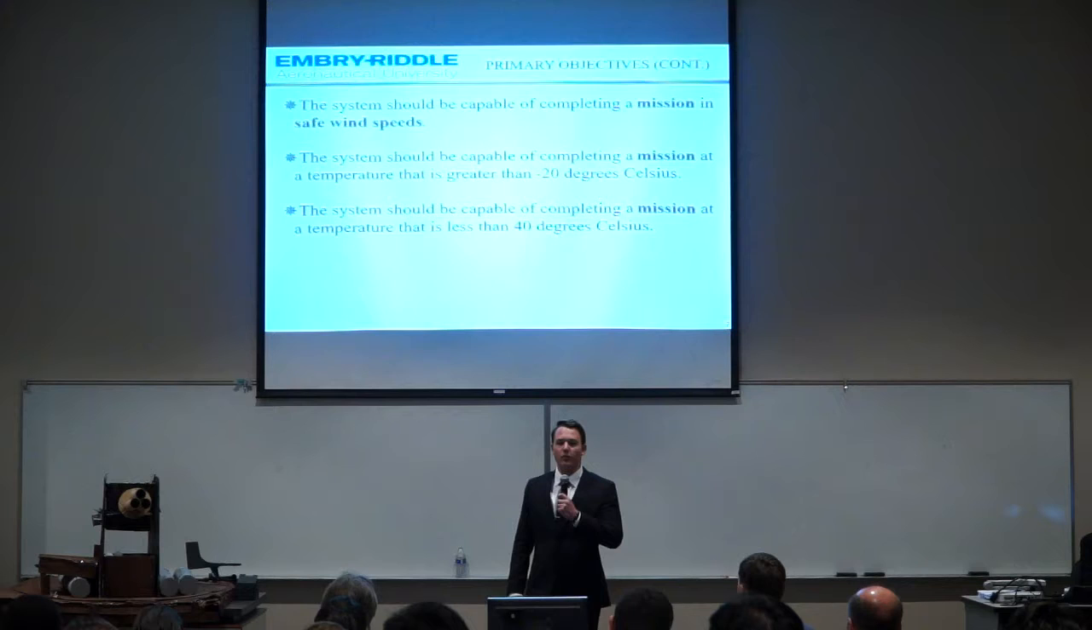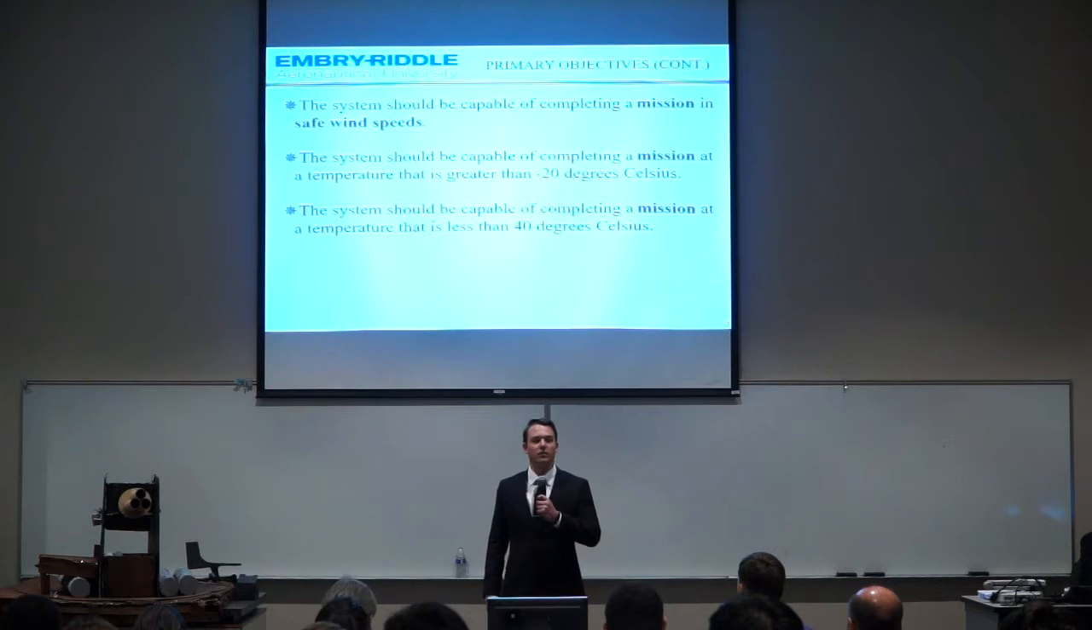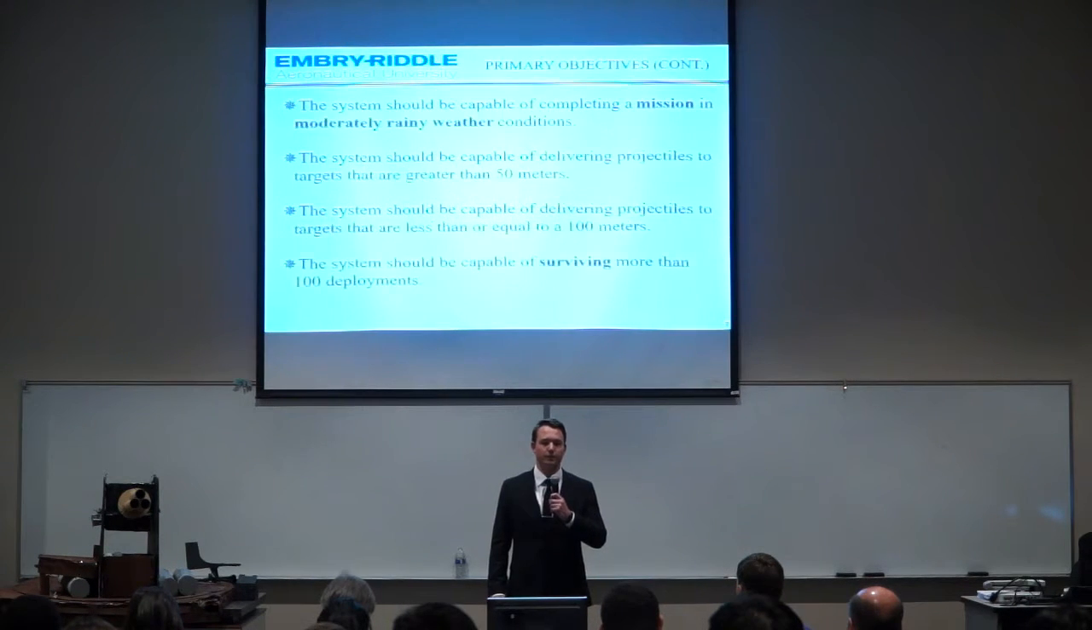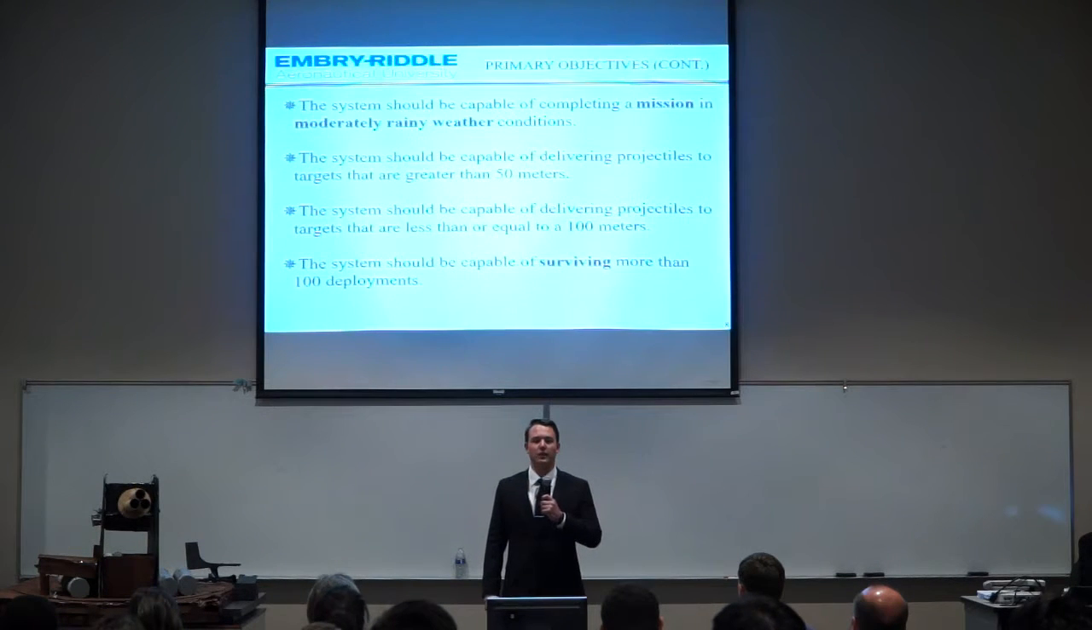Now, the system should be capable of completing a mission in safe wind speeds, which is defined as 16.1 meters per second. And the system should be capable of completing a mission at negative 20 degrees Celsius and positive 40 degrees Celsius. The system should be capable of completing a mission in moderately rainy weather conditions, which is defined as 0.76 centimeters per second. And the system should be capable of delivering projectiles to targets that are greater than 50 meters away and less than or equal to 100 meters away. And the system should be capable of surviving more than 100 deployments.